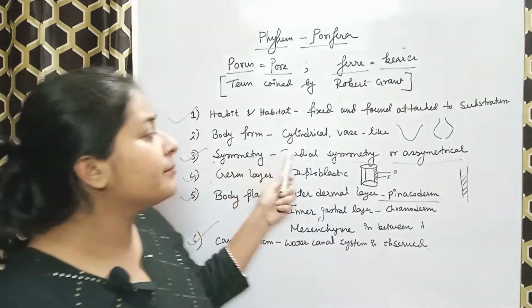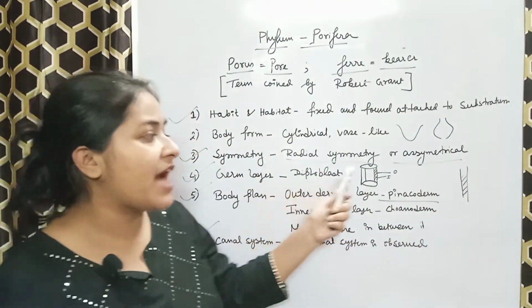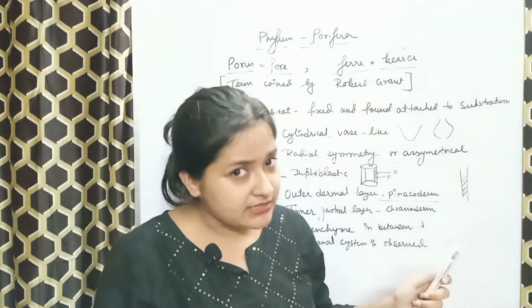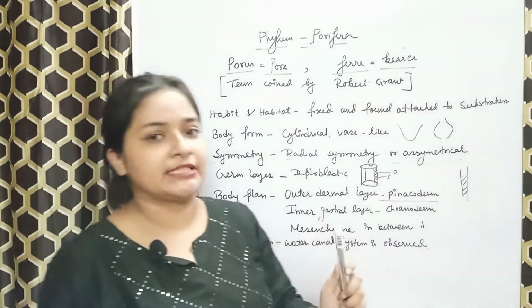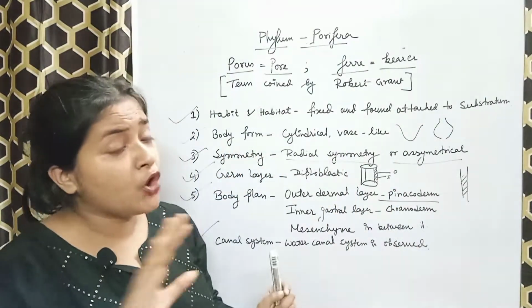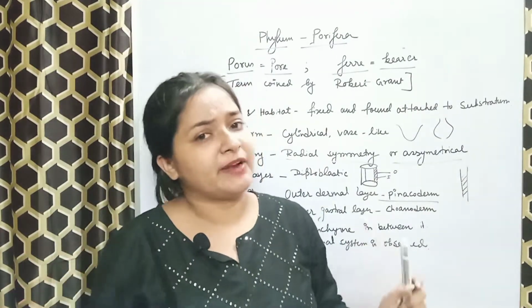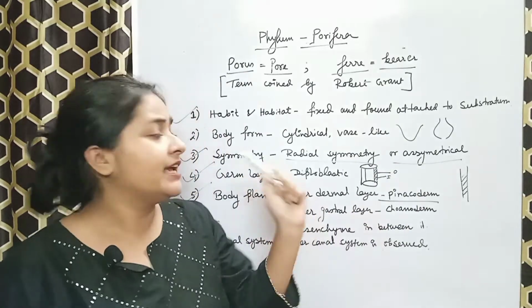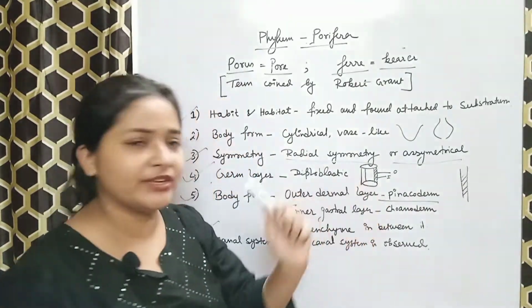Next, their body form is somewhat cylindrical and vase-like. They do not have a particular symmetry; they are asymmetrical. If they have any kind of symmetry, it is only radial symmetry. No other symmetry is seen in the poriferan body. No lateral or bilateral symmetry is present. If the body is symmetrical, only radial symmetry is present.